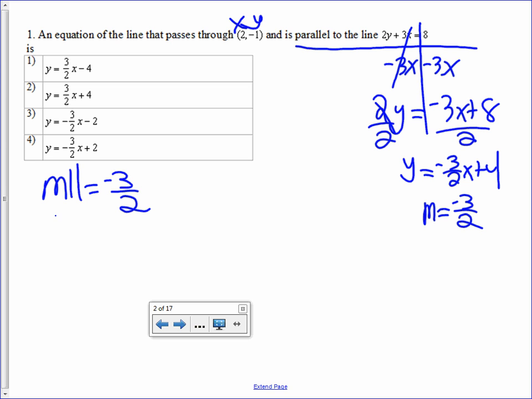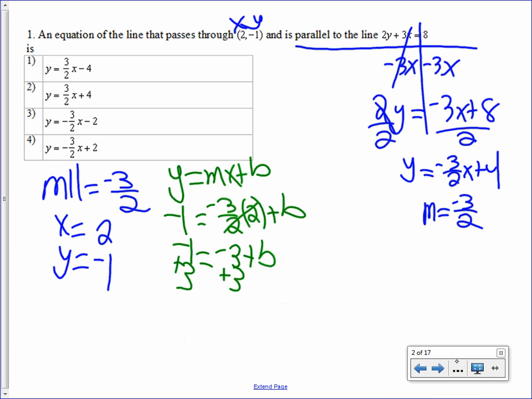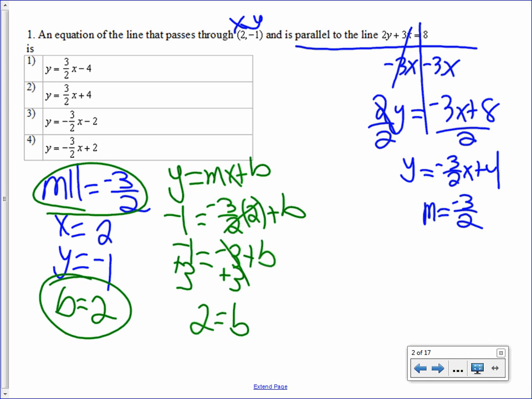Now that I have my slope, I have my x and my y from that point, and I can substitute into y equals mx plus b. Y is negative 1, m is negative 3/2, x is 2, plus b. You can put that into the calculator if you're afraid of the fraction. I'm not. Negative 3 plus b, add 3, add 3. I get b equals 2. My m is negative 3/2, my b is 2, my answer is choice.